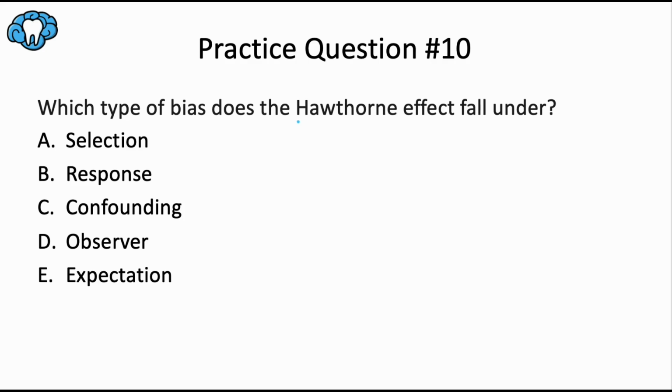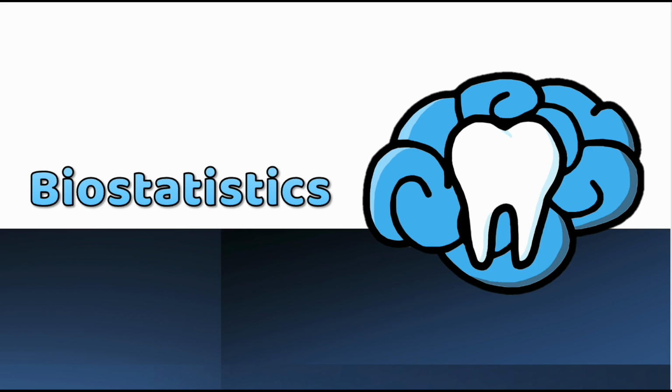So the Hawthorne effect is a type of human behavior in which individuals modify their behavior in response to an awareness of being involved in a research study. So this is most closely associated with observer bias, where study participants behave differently knowing that they're being observed in a study.